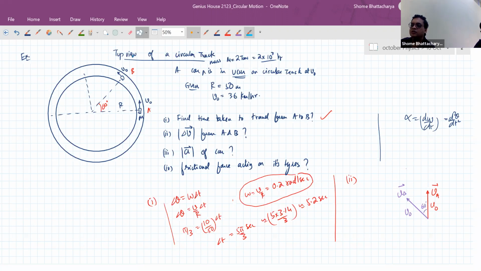So my change in velocity is coming how much in magnitude, people? How much have you guys got? Nitish? See in this diagram what it's looking like. This delta V, you can see that this angle is equal to this angle because this side is equal to this side. So it's an equilateral triangle. So I should be getting my delta V's magnitude as V0 only.